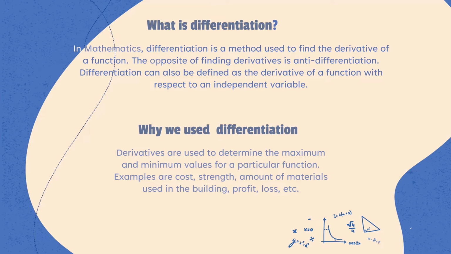First is introduction. So what is differentiation? In mathematics, differentiation is a method used to find the derivative of a function. The opposite of finding derivative is anti-differentiation. Differentiation can also be defined as the derivative of a function with respect to an independent variable.